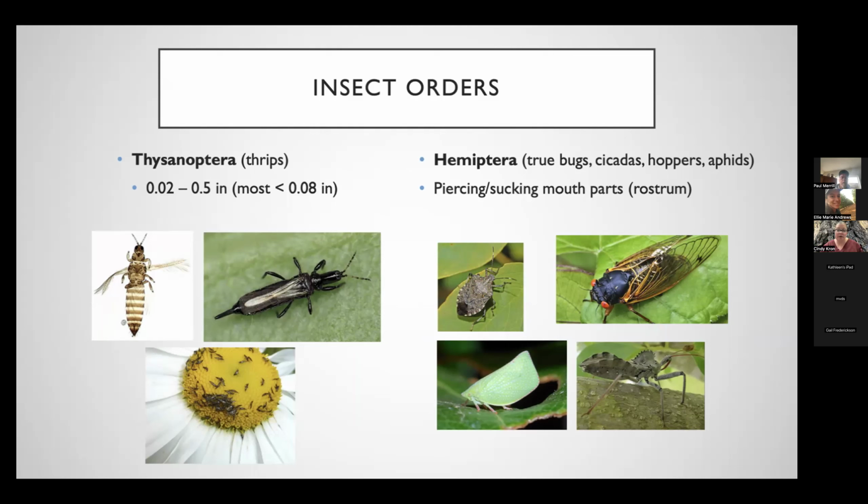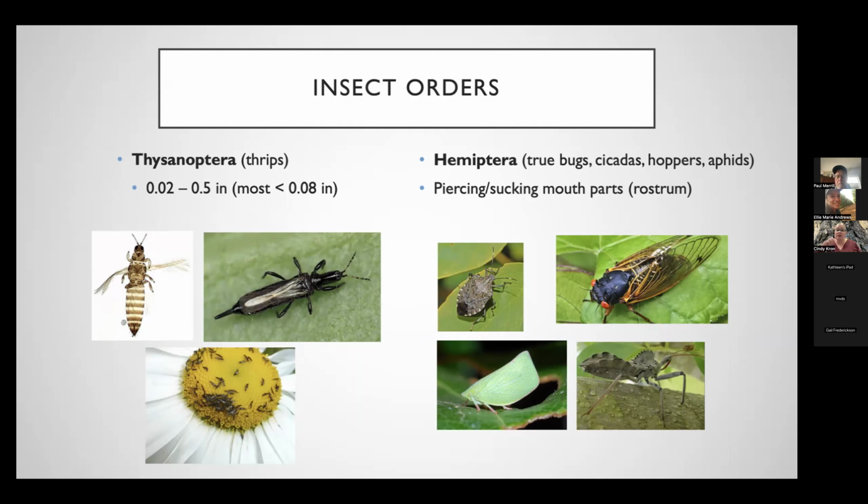But you have your true bugs, your cicadas, hoppers, so it's plant hoppers, leaf hoppers, sharpshooters. Aphids are all in this group, this order of Hemiptera. They all have piercing, sucking mouth parts. So we're going to dive into that a little bit more, but you can see this bottom photo to the right where you can see the mouth part coming out.